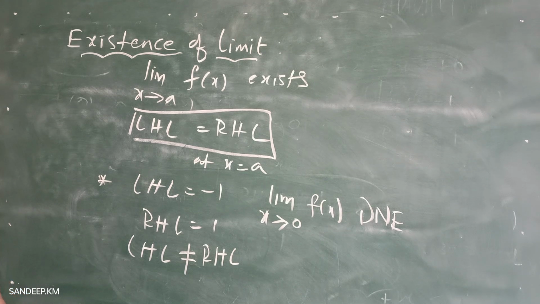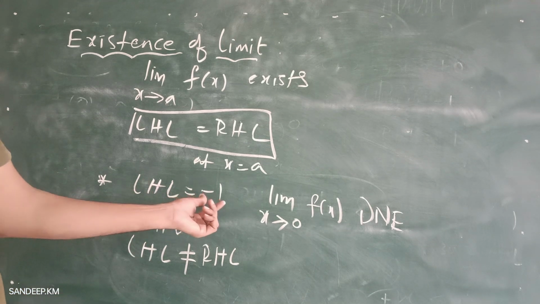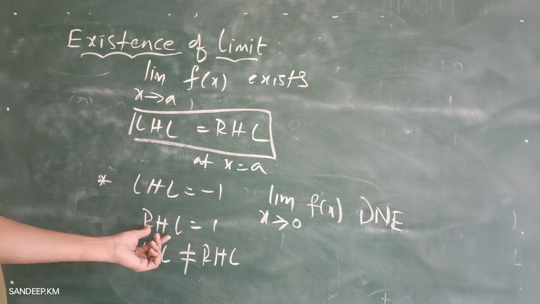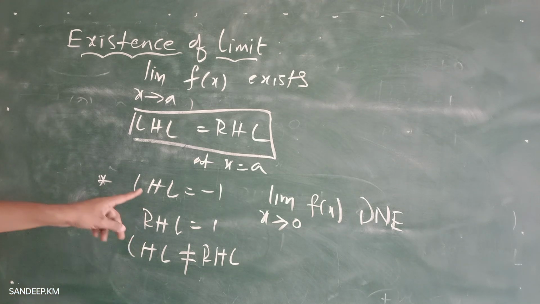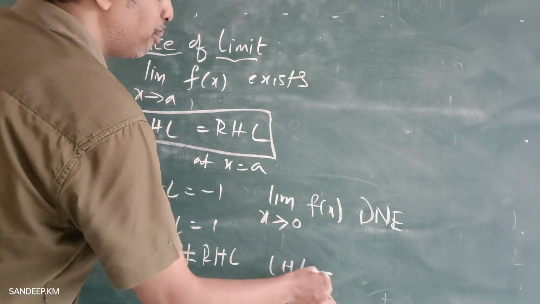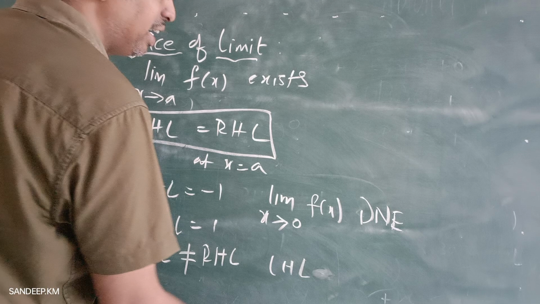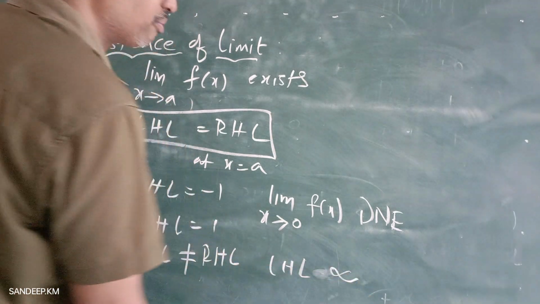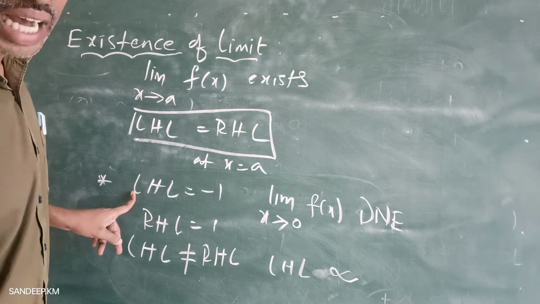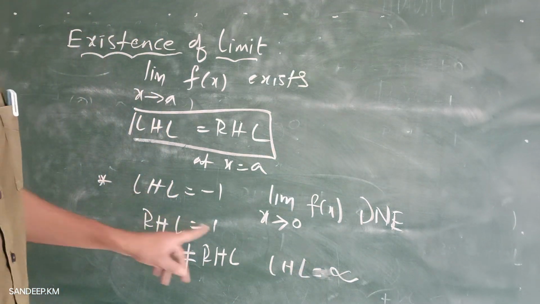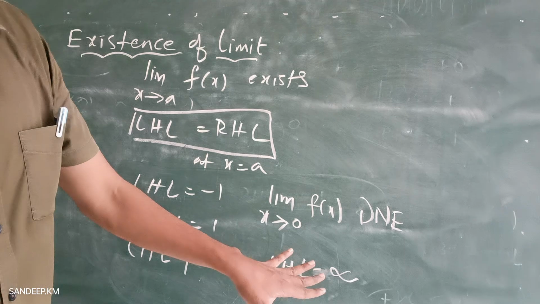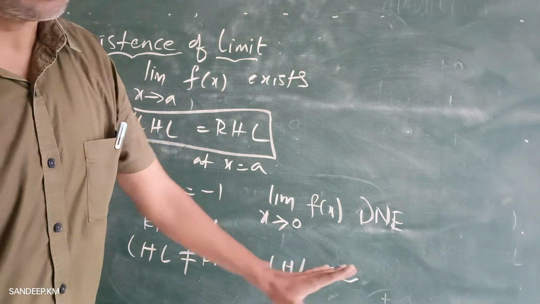There are many more examples. We generally assume that the left hand limit should always be a finite number and the right hand limit also should be a finite number. It's not like that. Let LHL be infinity. We are saying the left hand limit is approaching only, not exactly equal to. I can write like this. LHL is equal to minus infinity means the function is trying to become infinity.